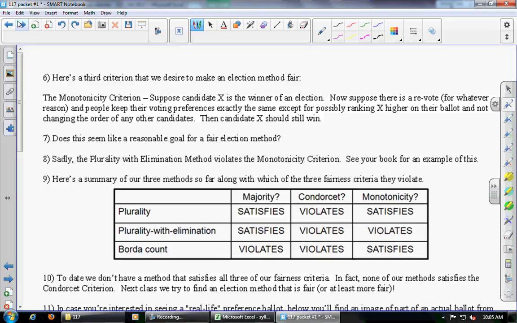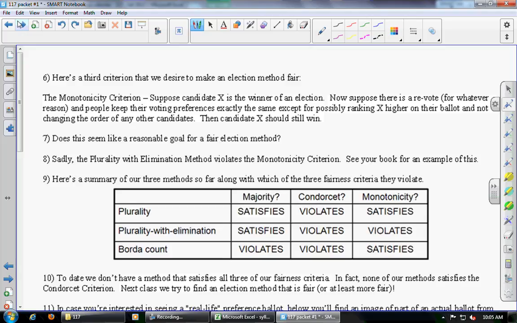Suppose X wins the election. Doesn't matter how you counted the votes. I'm not telling you how to count them, but you've counted some way. And X is the winner. But then there's a revote for some reason. And people go out to the polls again a second time, right? And everybody keeps their preferences exactly the same. We're going to ask you to rank everyone, right? And so people aren't going to go there and just shuffle things up because that might change the election, and so be it.